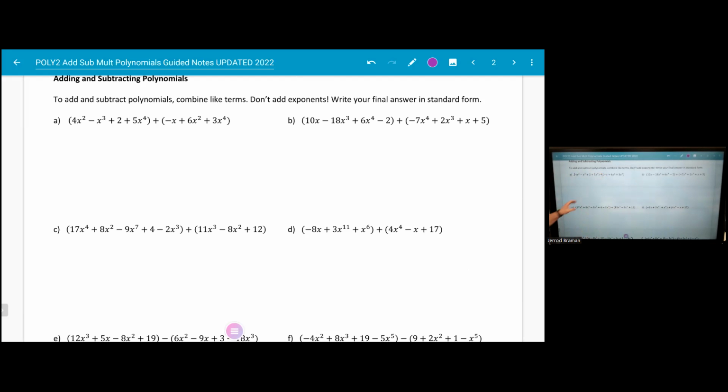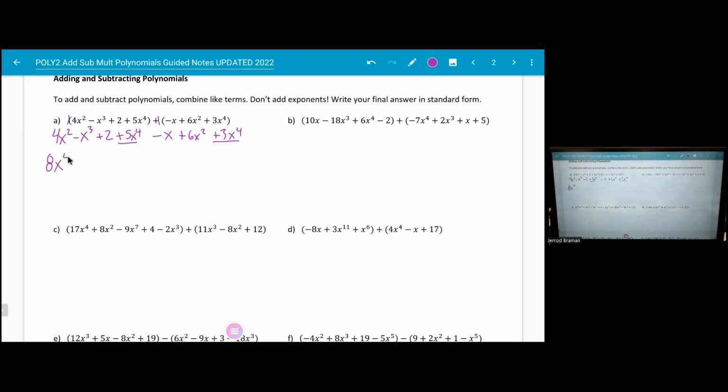So if I distribute 1 through the first set, I have 4x squared minus x cubed plus 2 plus 5x to the 4th. And if I distribute through the second set of parentheses, I have negative x plus 6x squared plus 3x to the 4th. I'm going to identify where my biggest exponent is. My biggest exponent is to the 4th power. I've got 2 terms like that, positive 5x to the 4th and positive 3x to the 4th. That gives me 8x to the 4th.